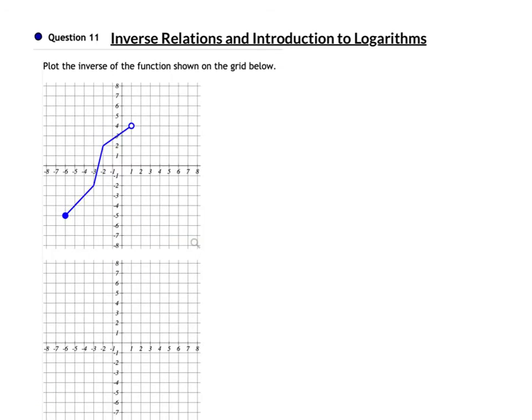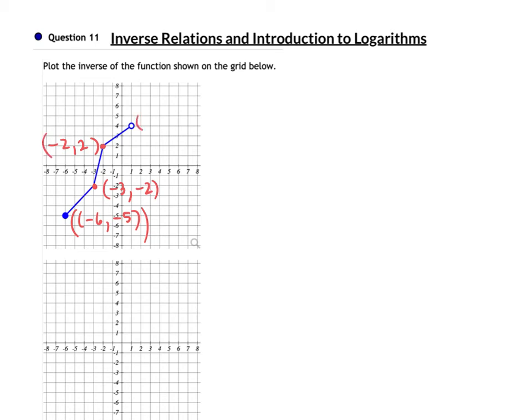Here we're going to plot the inverse of the function shown on that grid. Let's take some ordered pairs. This one is negative 6, negative 5. And every time it changes, I'm going to do another ordered pair. That would be negative 3, negative 2. And right here we have negative 2, 2.